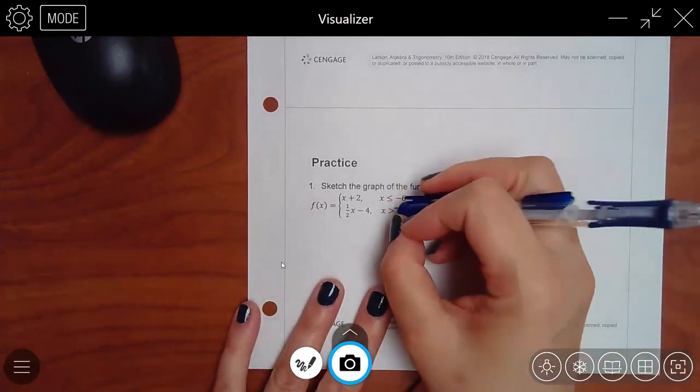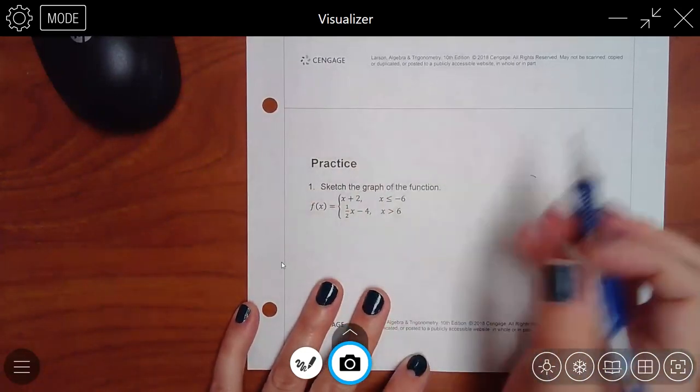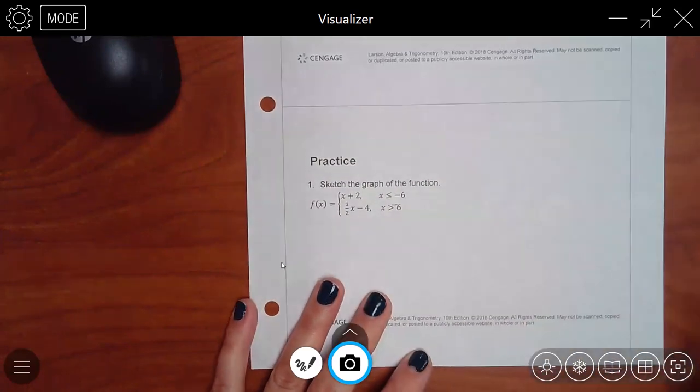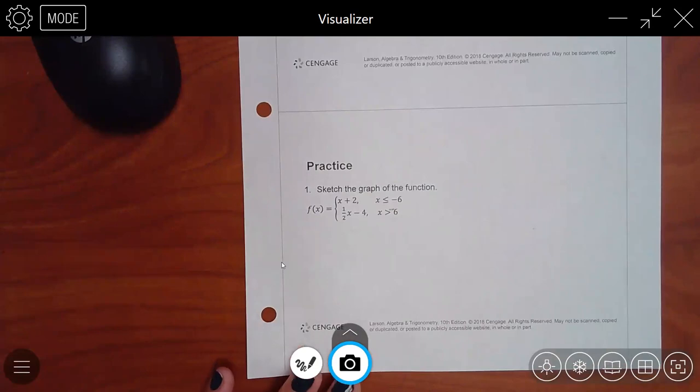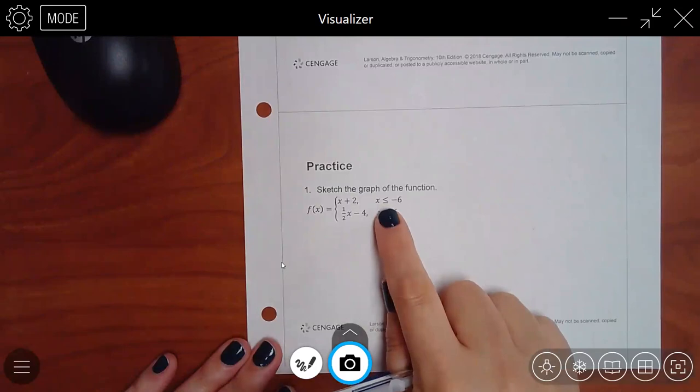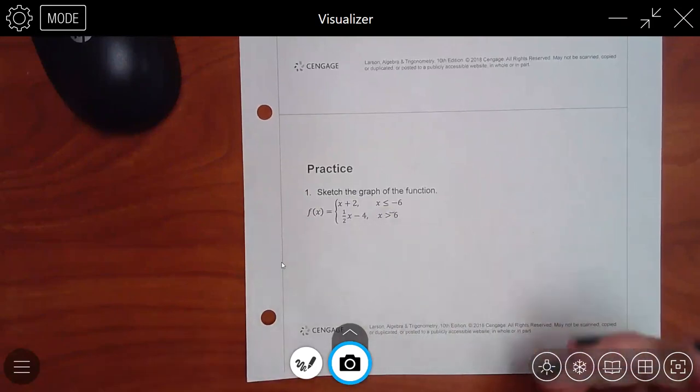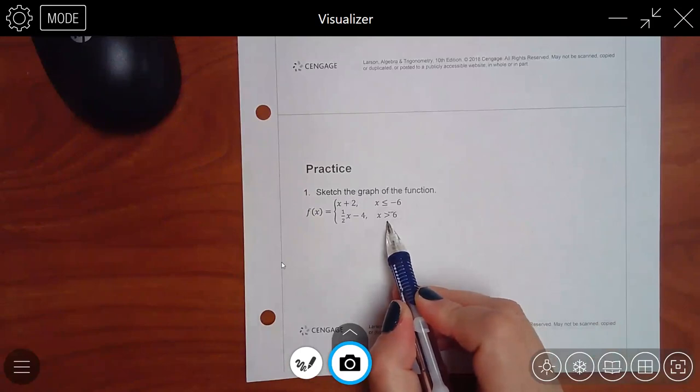Okay, now here's a good question. Which function, the top function, x plus 2, or the bottom function, 1/2 x minus 4, will include where x is equal to negative 6? The top one or the bottom one? Mm-hmm, it's got that bar, right? And that means equals, right? So when x equals negative 6, I should be using the top one. We also know that this symbol corresponds to those solid dots, right? And then this symbol corresponds to the open dots, okay?